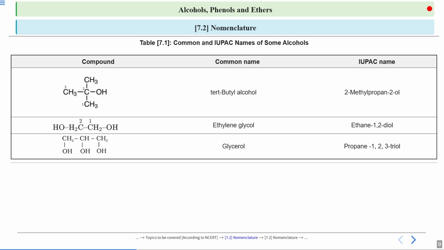Last compound again has 3 OH groups. This is again a polyhydric alcohol. The common name of this compound is glycerol, and the IUPAC name is propane because a 3 carbon chain is there. Propane, E is retained, and then we have to write the suffix 1,2,3-triol.